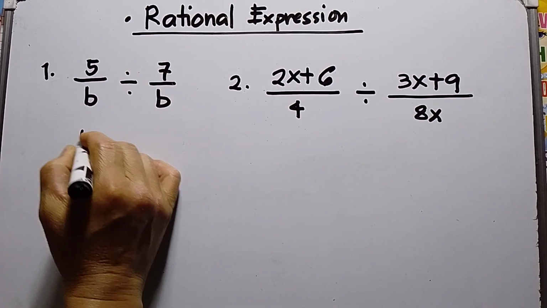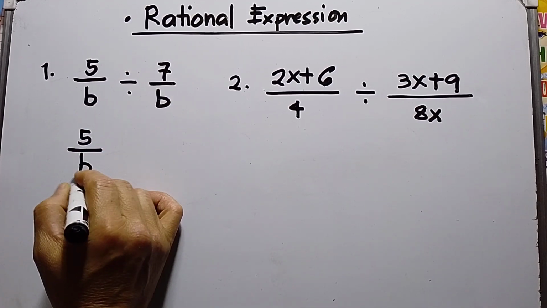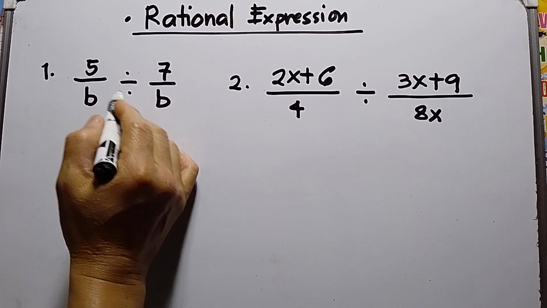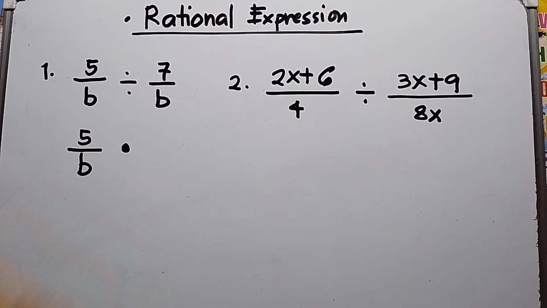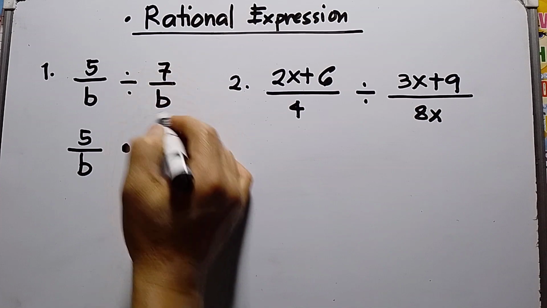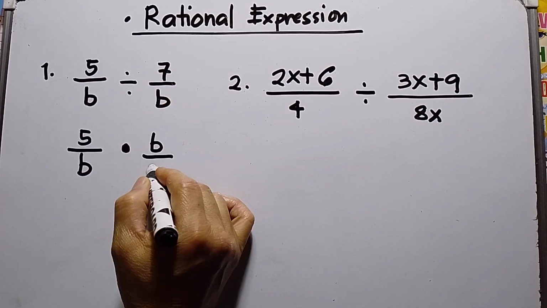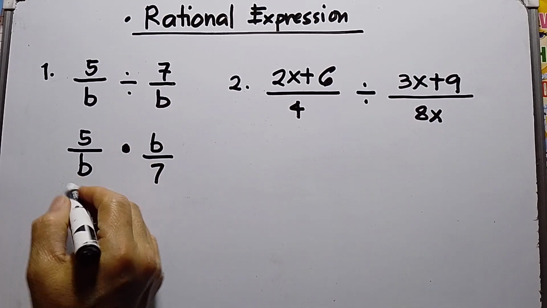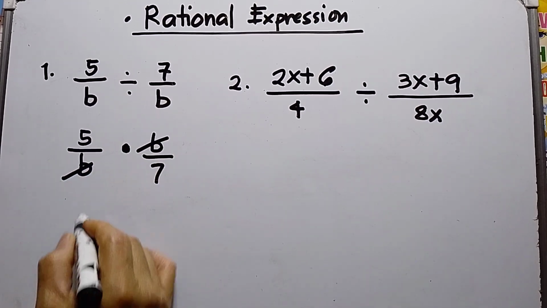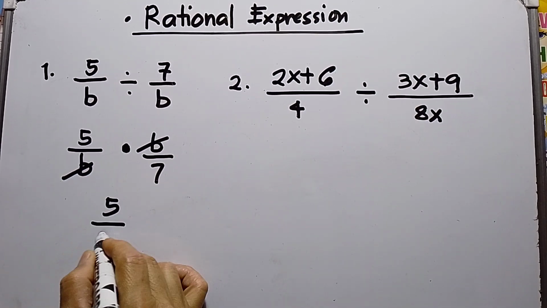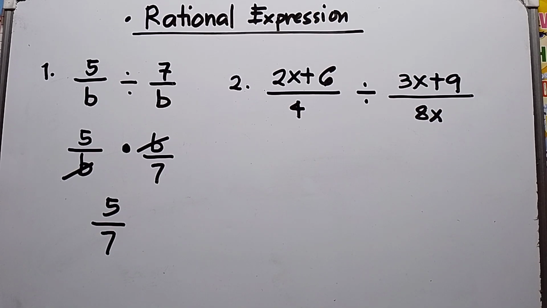So I need to write the first fraction, 5 over b. As I said, I need to change this operation to multiplication and then turn this fraction upside down. So upside down of this fraction will be b over 7. Since the b's are the same, they will be crossed out. Then I have 5 over 7. So that's the answer for number 1. Now let's proceed to number 2.